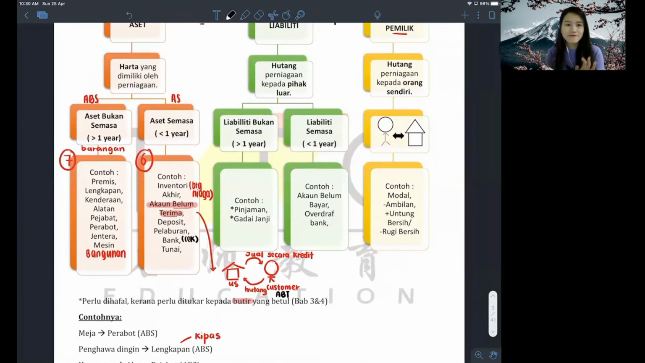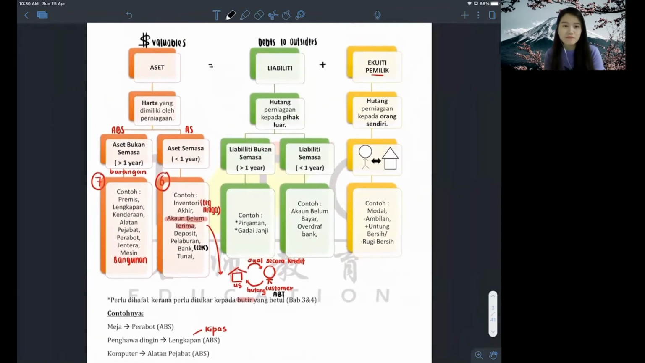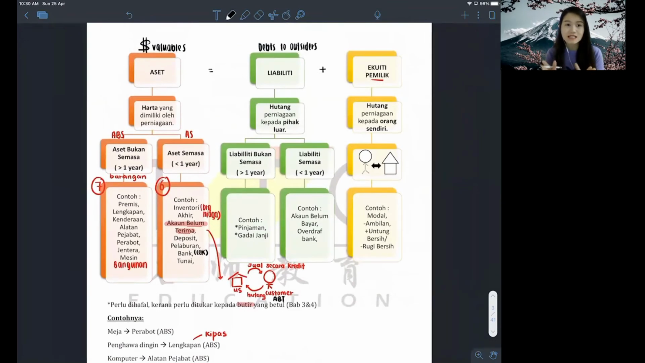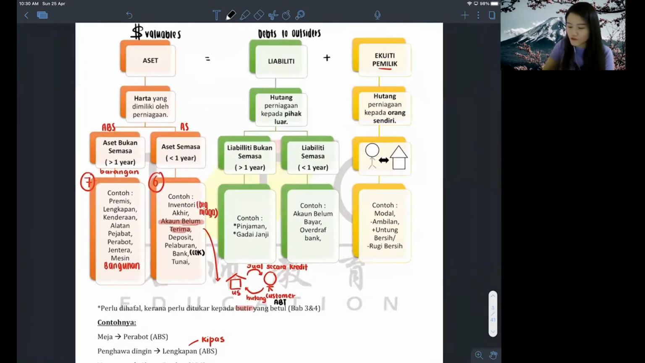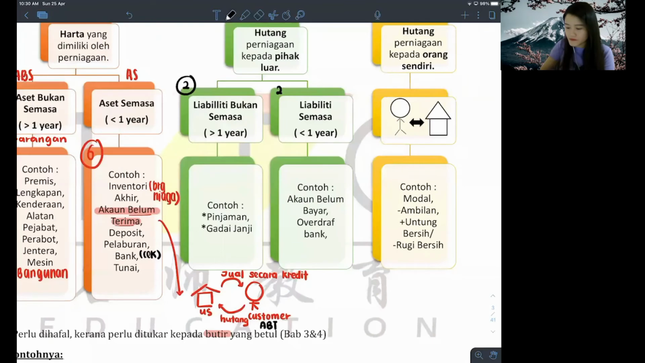Okay, so I have done explaining the most important part in your klasifikasi, that is the assets, and the rest of them are pretty simple because we have only a few of them instead of 13 of assets. You see why I emphasize so much on it, because asset has 13 types that you need to memorize. But for liability dengan equity pemilik, liability only has 2 from each. Okay, 2 from each, and equity pemilik we have 3.